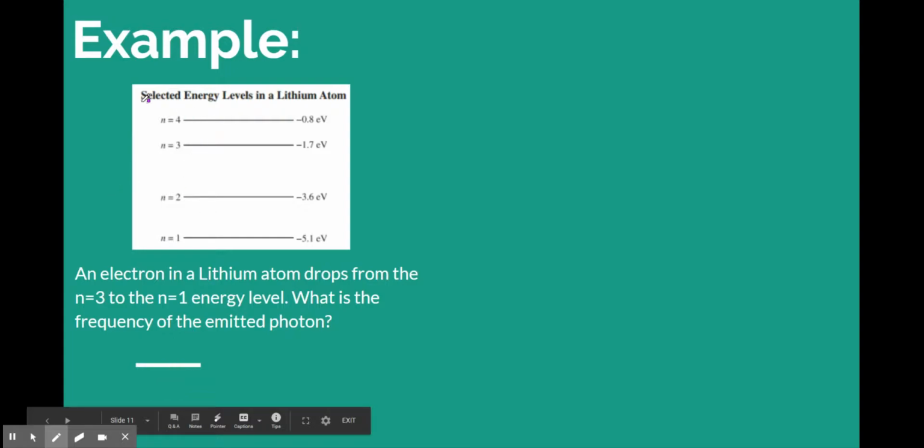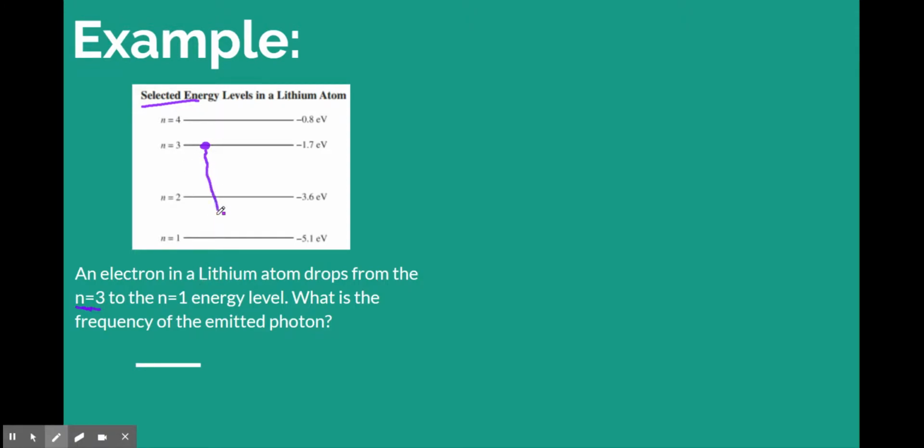To give us a picture of the selected energy levels in a lithium ion, and for this question, they describe an electron starting in the n equal to 3, so I'll just put a little dot representing the electron in the third energy level. And it says it drops to the first energy level. So it's going to make a transition from there all the way down to the first energy level down here. Ends up there.